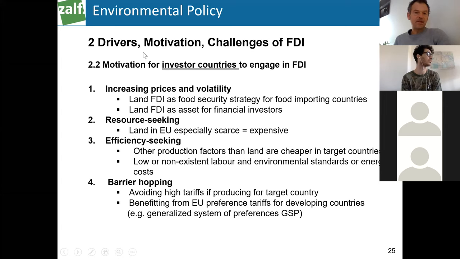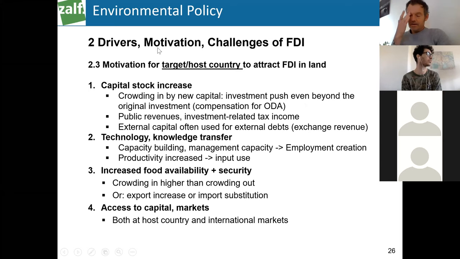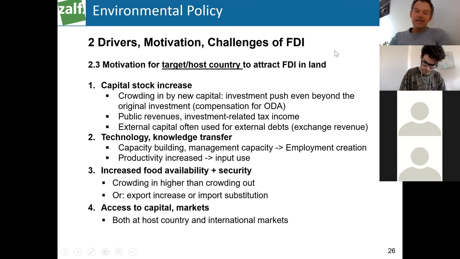That means this is exactly the motivations from the investor country. And the host country is of course looking also, as you mentioned, at the capital stock increase, crowding in in terms of capital, but the threat of course is also crowding out in terms of products and food, no? That is less food maybe in the country. Then the public revenues, investment related tax income, and then we have the external capital often used for external debts. Either we let investors come in and we lower our tax, or others pay our debts, and then we can lower our general burden of credits.